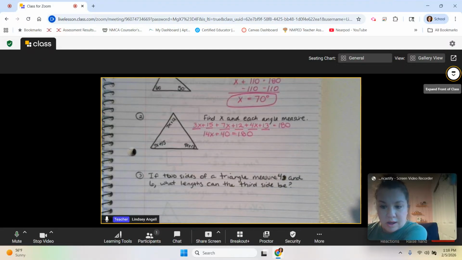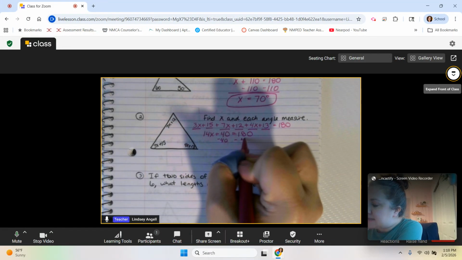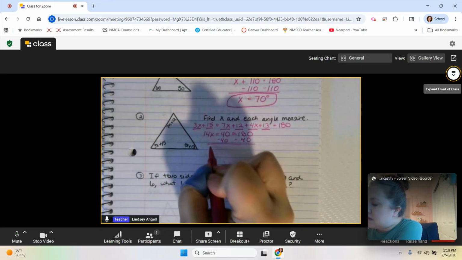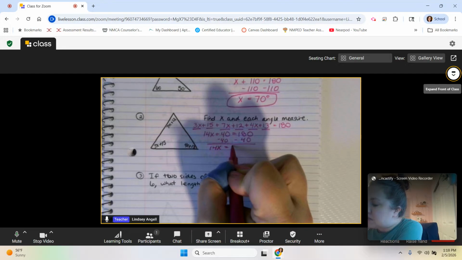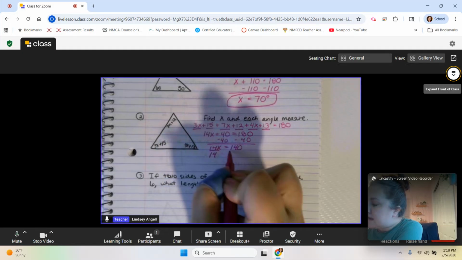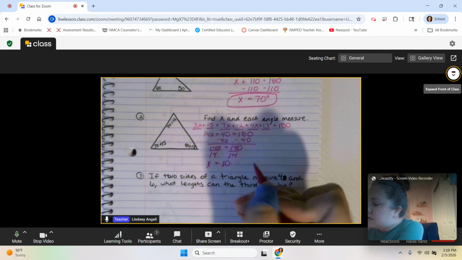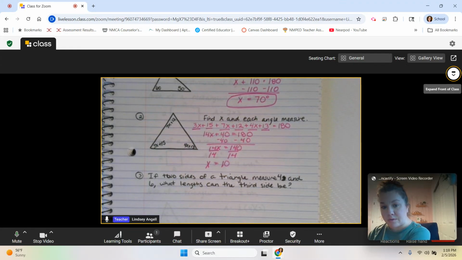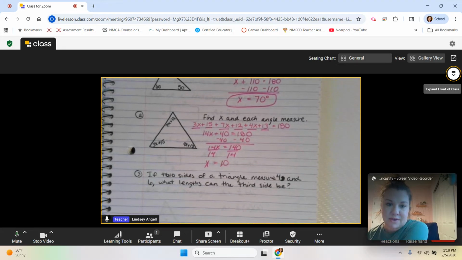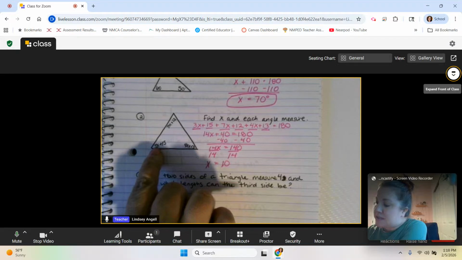That started out looking really complicated, and now it's not too bad, right? I'll subtract 40 from both sides. I'm left with 14x equals 140. Divide by 14, divide by 14, x is equal to 10. So that's part of it. We had to find x, but now we also have to find the angle measures, right? So I would need to plug 10 back into these.